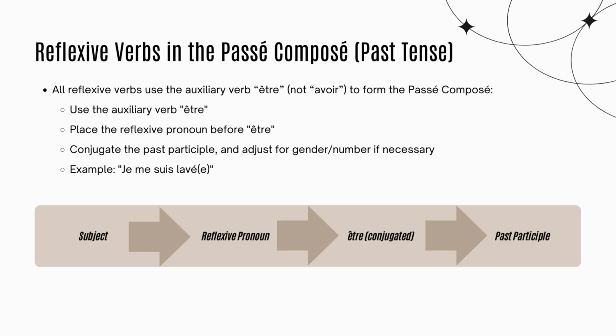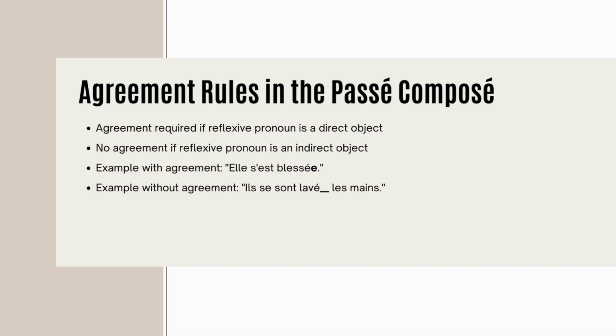Je me suis lavé and je me suis lavée sound exactly the same, but still one of them is for masculine and the other one is for feminine. This is called agreement, and we will now have a closer look at how it works with reflexive verbs. Agreement in the passé composé.